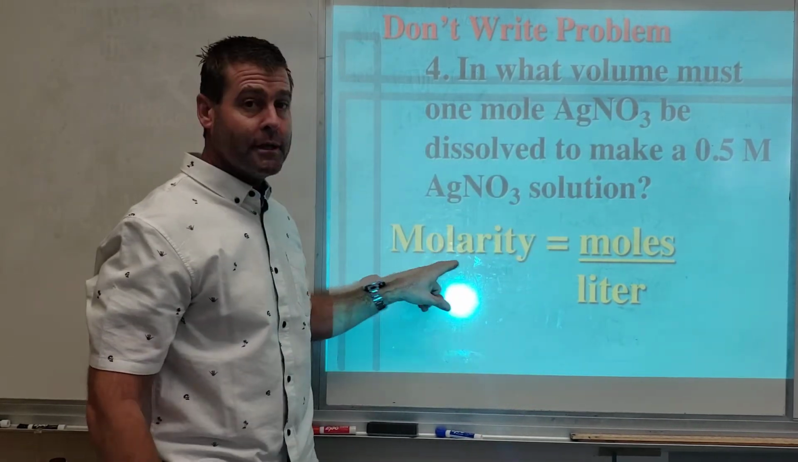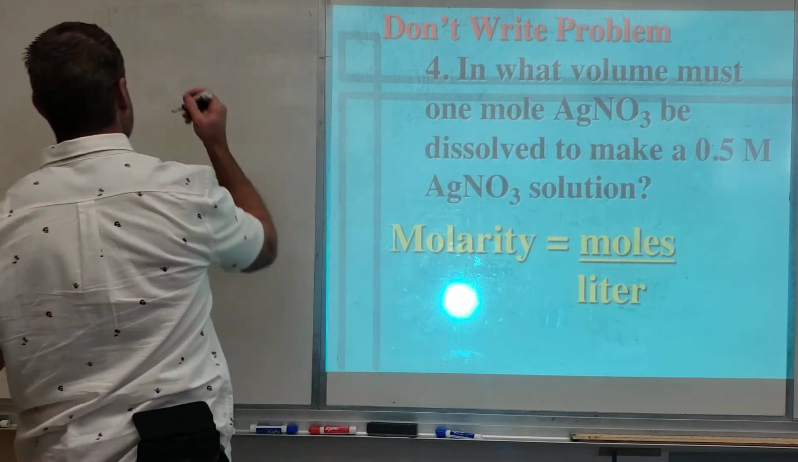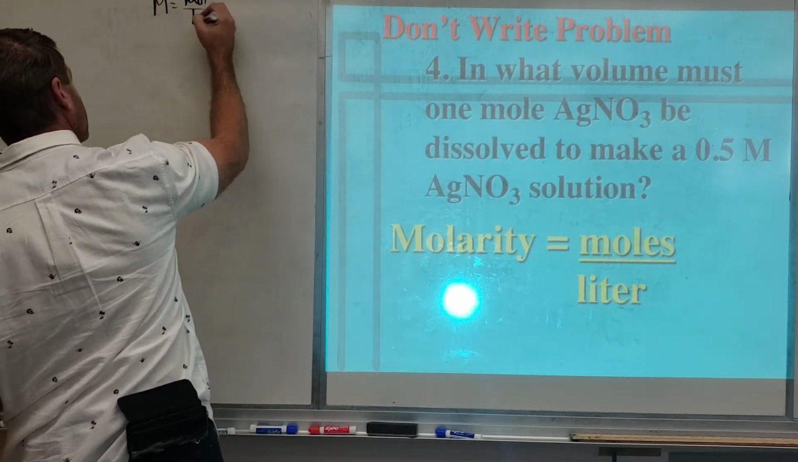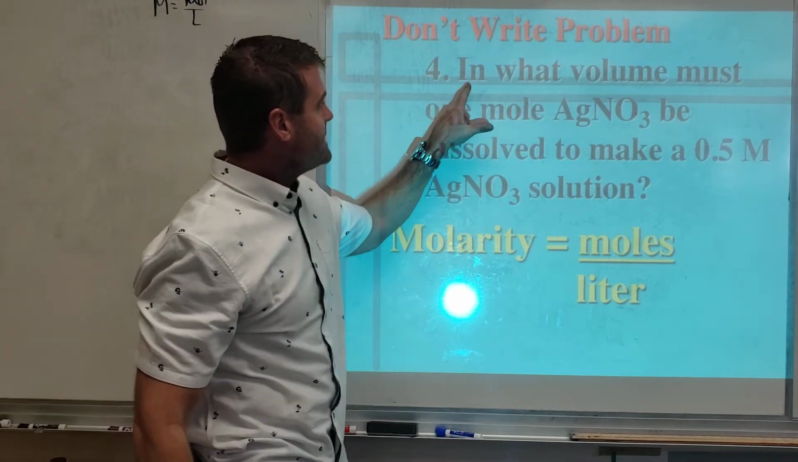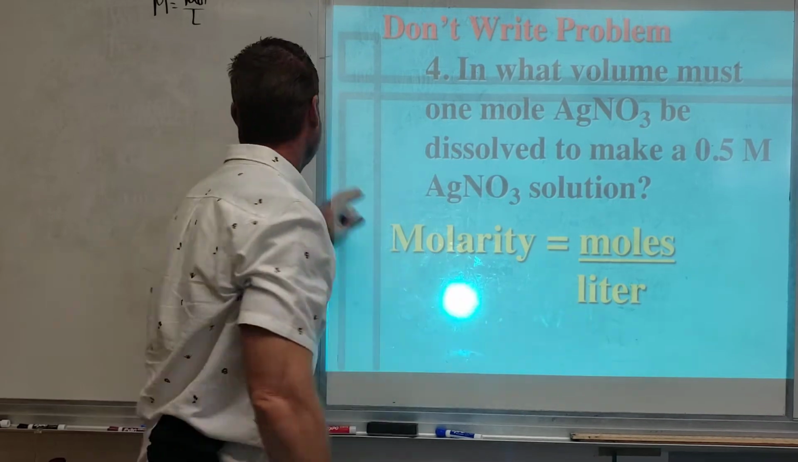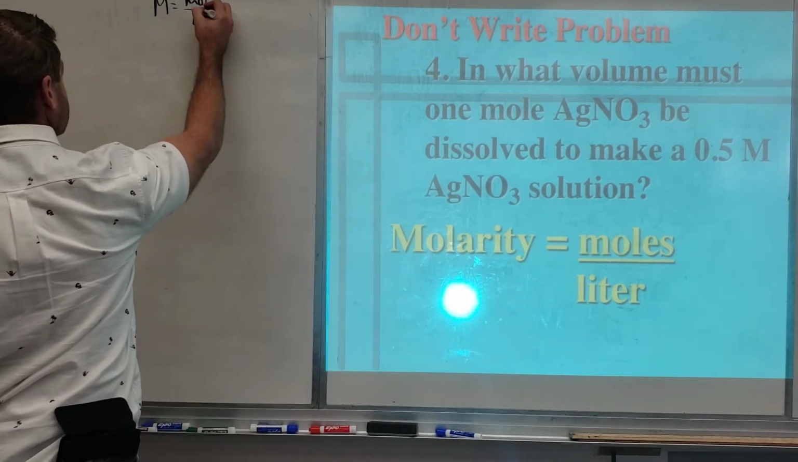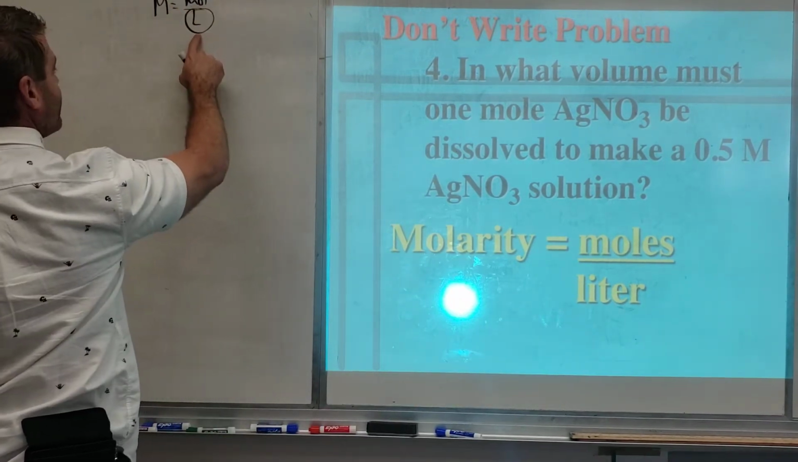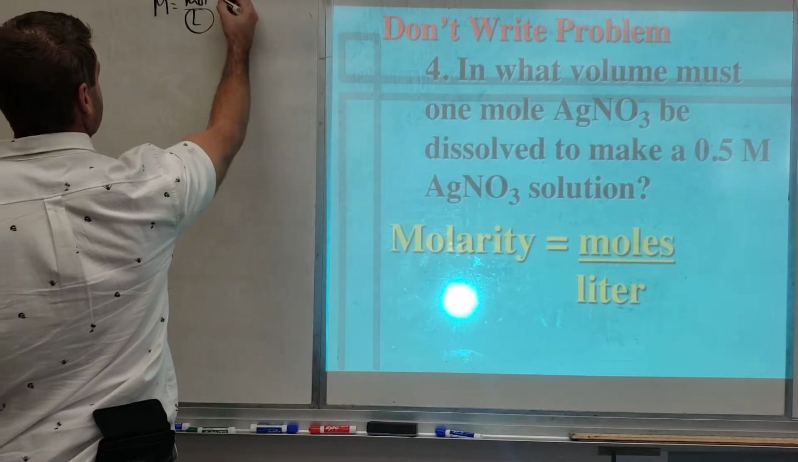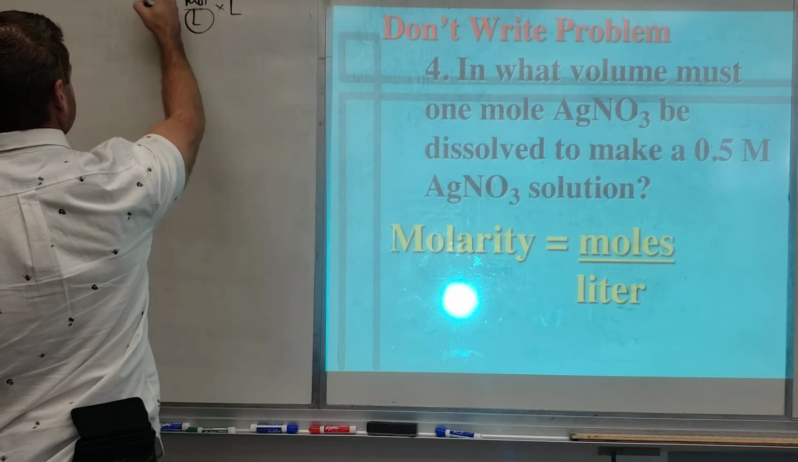So if we're not looking for the molarity, we're going to have to rearrange this equation to isolate what it is we're looking for. It says in what volume. So what are we looking for? You should know liter is a volume unit. So if I want to solve for the volume component, I have to first get it out of the bottom and then also get it by itself. First of all, how do we get it out of the bottom? You multiply both sides by that, right?